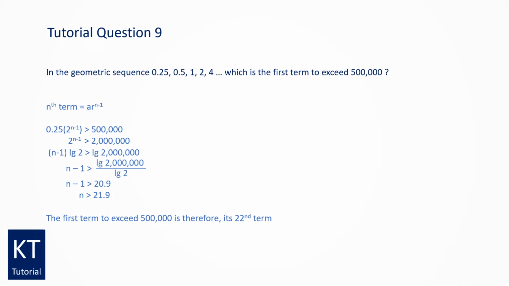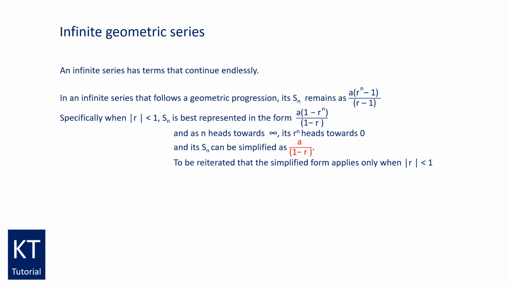Next, an infinite series has terms that continue endlessly. And in an infinite geometric series, its Sn can be simplified as just a over 1 minus r.